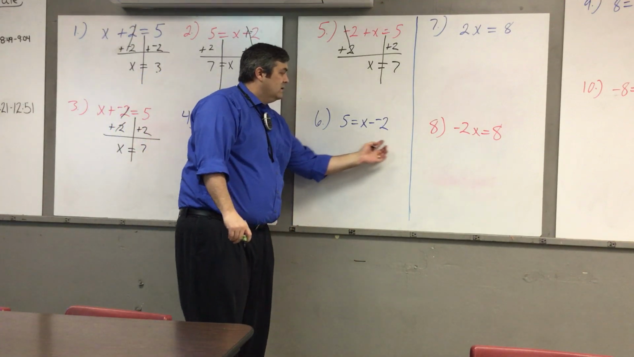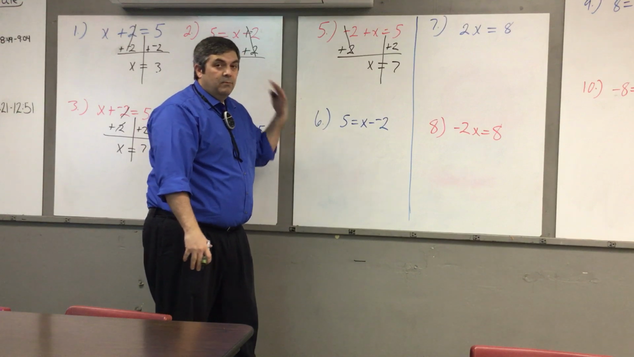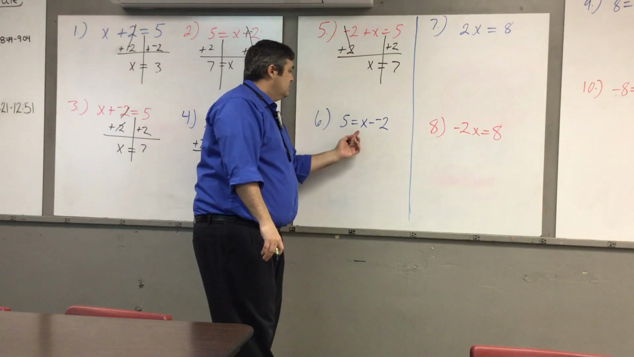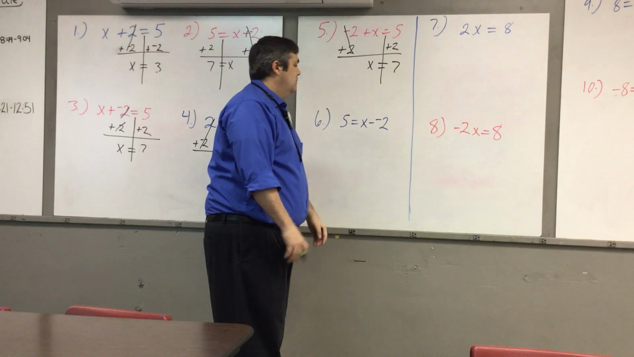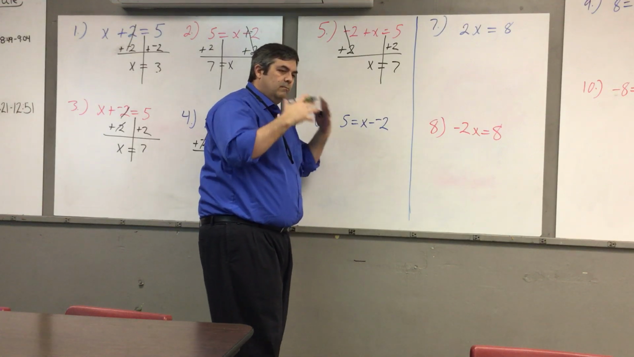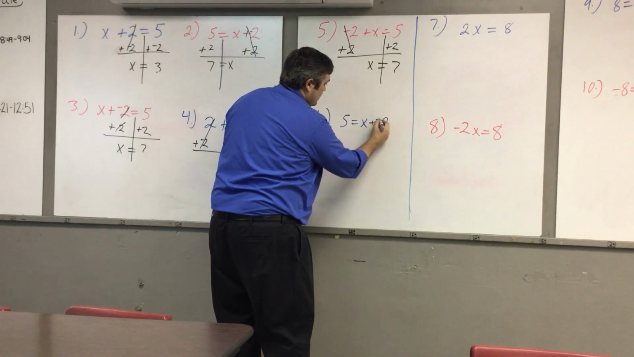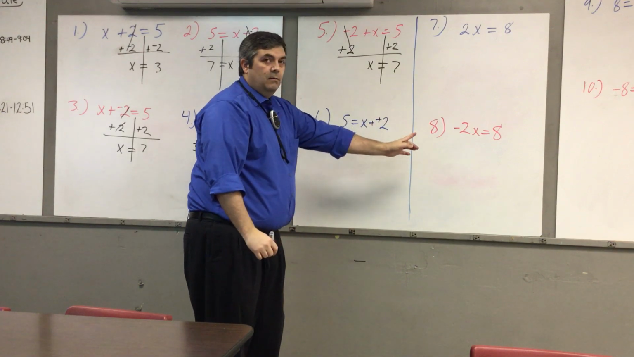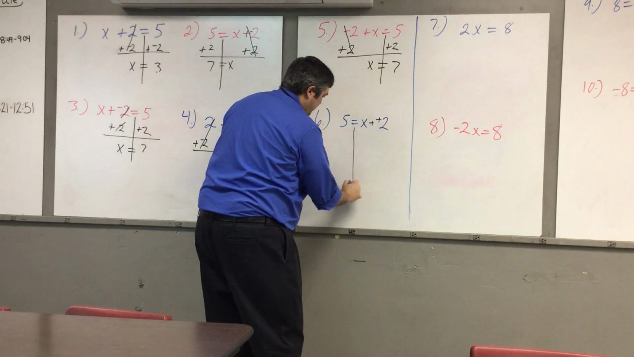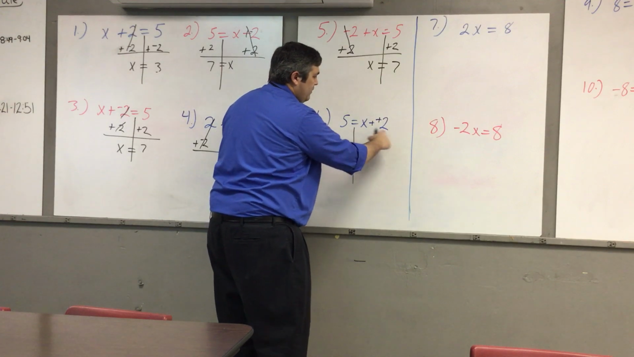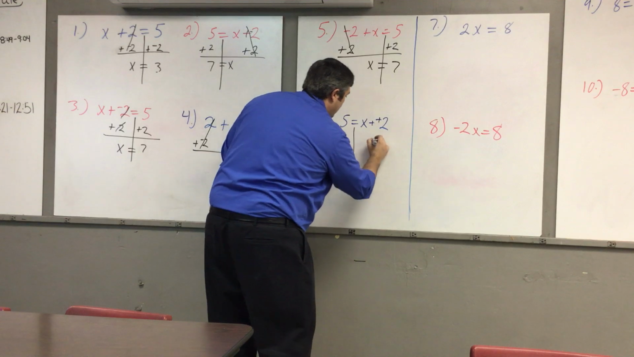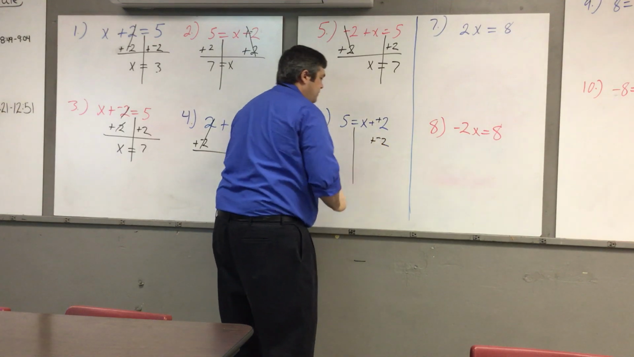Now over here, take a look. This is the other type of way that they're going to do this. 5 equals x minus negative 2. Well, sign rules. Most things come back to being able to deal with those sign rules. Click, click. So I have x plus positive 2. How do I get rid of a positive 2? I add a negative 2.